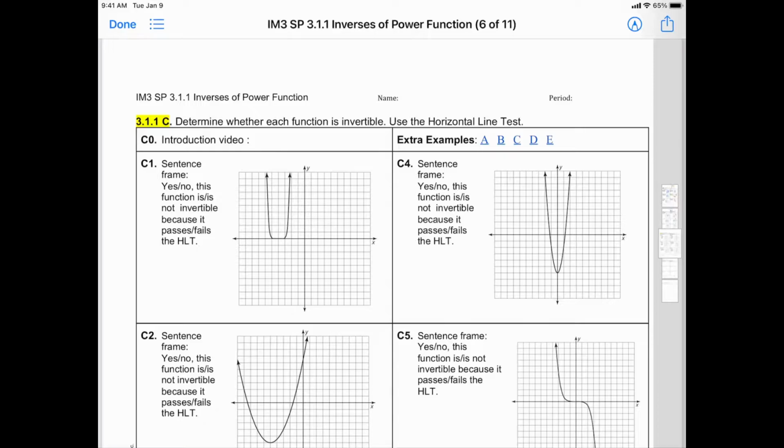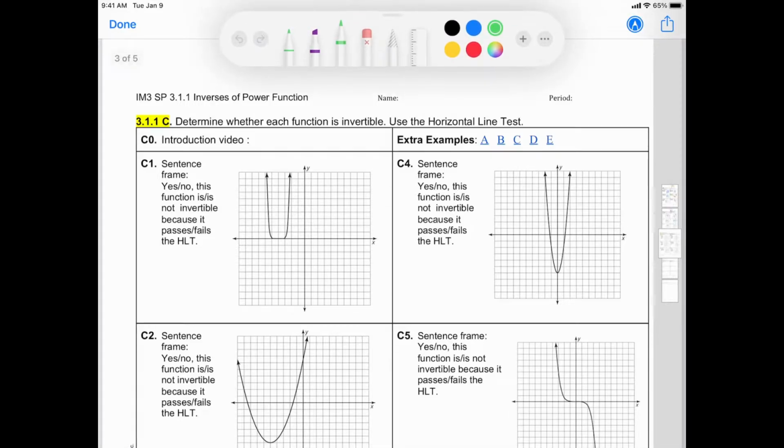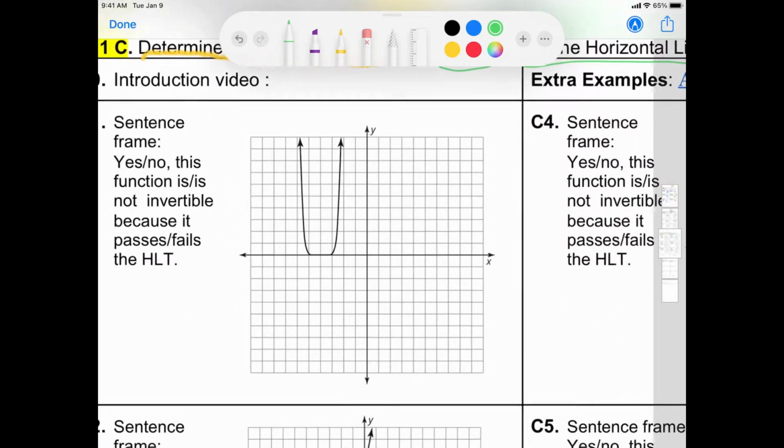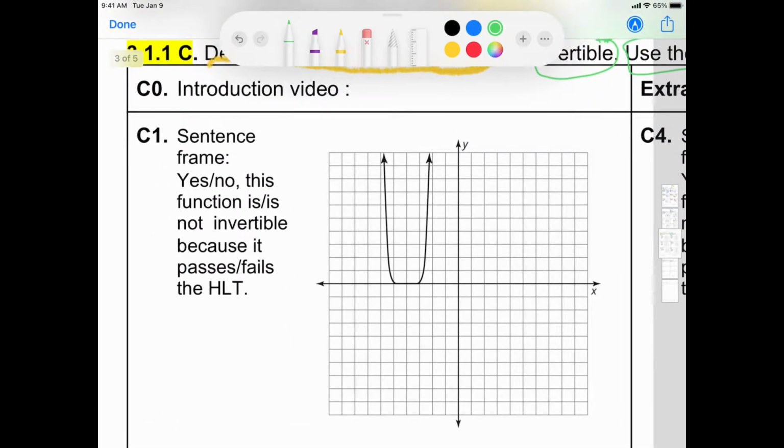Hey guys, let's go over C1. Determine whether each function, so we already know it's a function, it's passed the vertical line test, is invertible. Invertible is another word just for inverse. And we're going to use the horizontal line test. For C1, I'm just going to place a line anywhere you want.